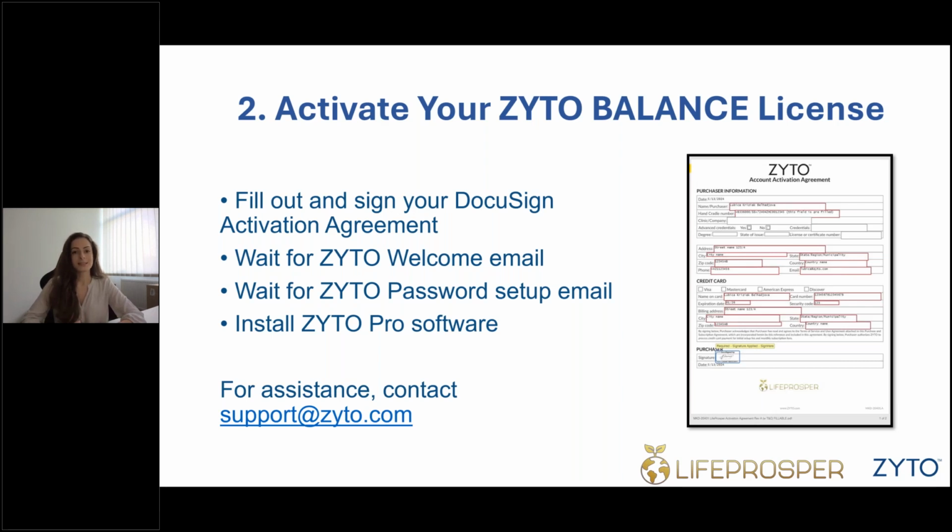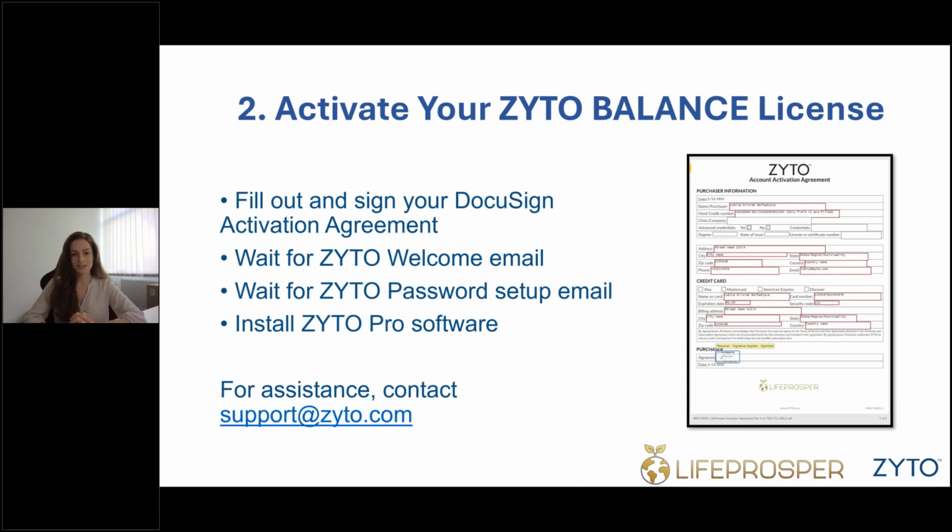Once you fill out and sign the form, we are going to receive it automatically. So Zyto is going to receive it, and then it takes up to 2 business days for you to get your license activated. It might be within a couple of hours, but it might not. It might be up to 2 business days. So please be patient with us.